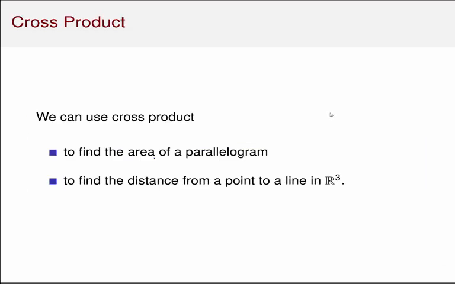We will not prove the cross product angle formula. Instead, we are going to make use of it to study two problems in space. The first one is to find the area of a parallelogram, and the second one is to find the distance from a point to a line in space.